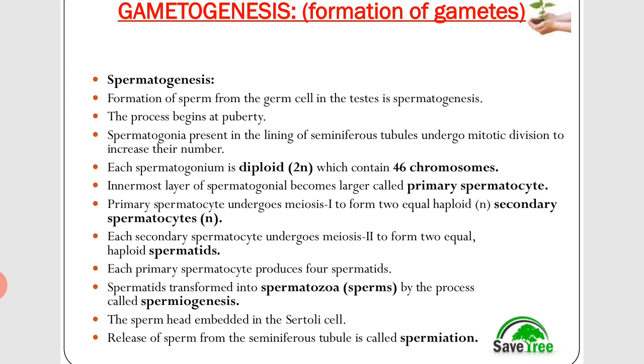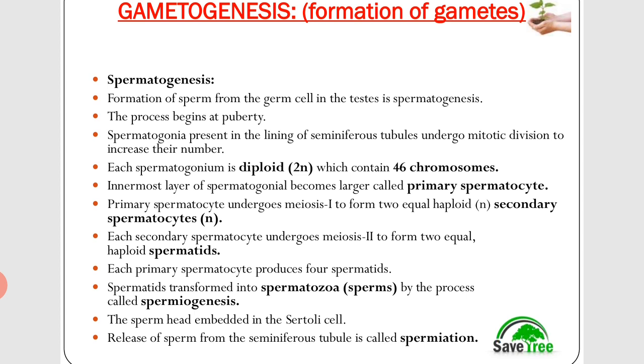Once spermiogenesis is over, the sperms embed their head in the Sertoli cells, and finally they are released from the seminiferous tubule, and that process is called spermiation. They may ask you one more question: what do you mean by spermiogenesis? What do you mean by spermiation? So this is the gametogenesis in brief, especially spermatogenesis.